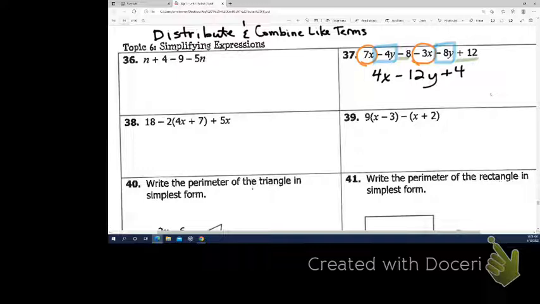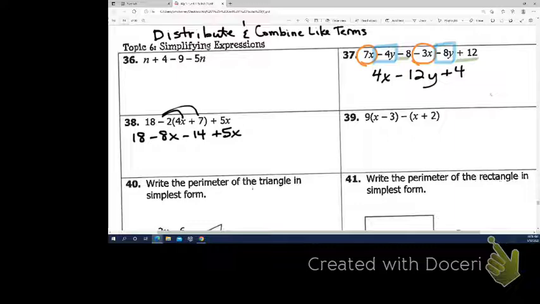If there are parentheses, we need to distribute first before we start trying to combine like terms. So please do not do 18 minus 2 is 16 or something. We're going to distribute first. 18 is just going to hang out and wait. Don't forget about the 18. So negative 2 times 4x and negative 2 times 7. Bring down the 18, bring down the 5x.